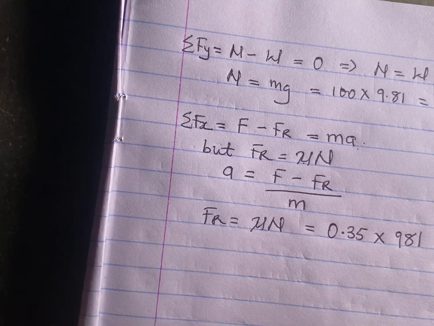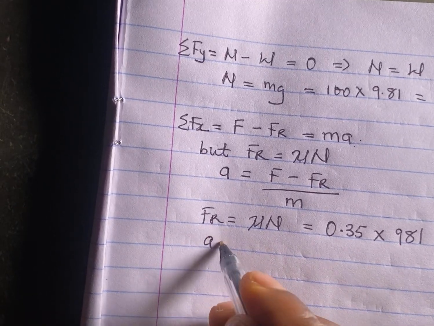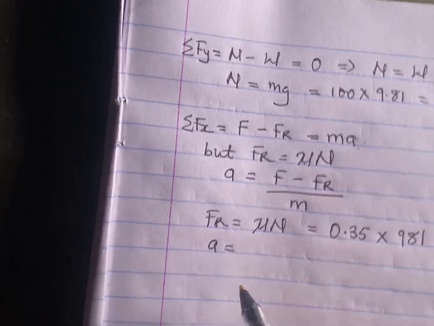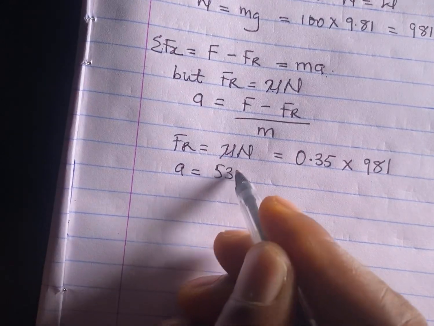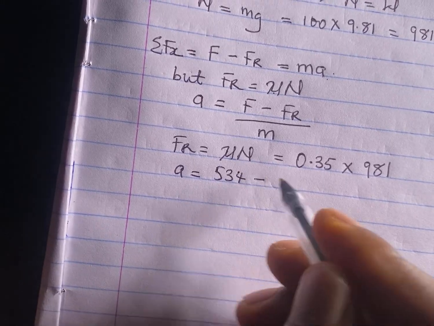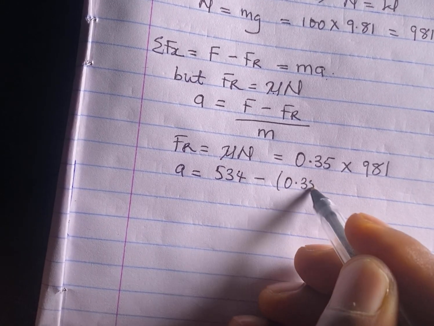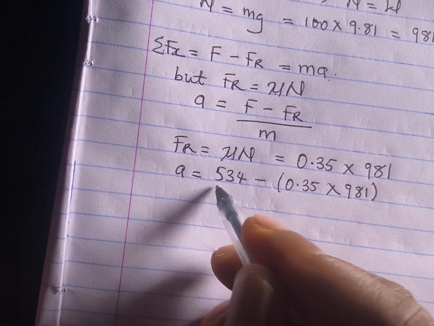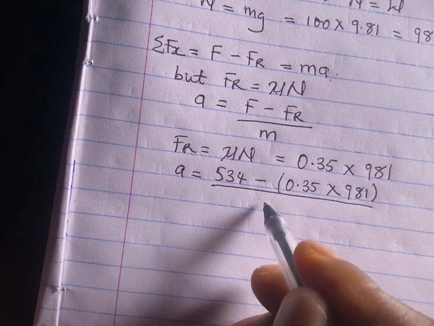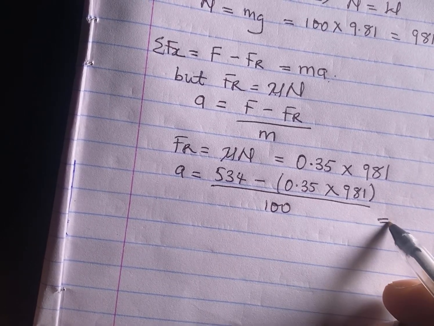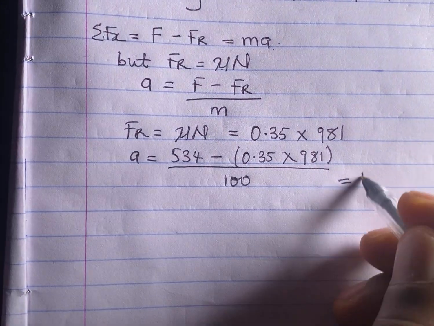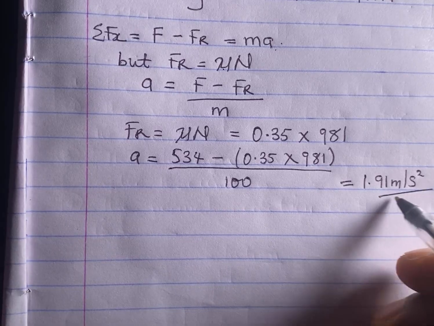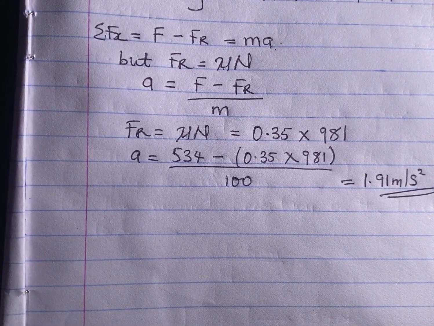If you substitute into this equation, our acceleration is going to be: the force was given in the question to be 534, minus 0.35 times 981, all right, over the mass of the body, which is 100. So our acceleration is 1.91 meter per second squared. So we have solved the first question.